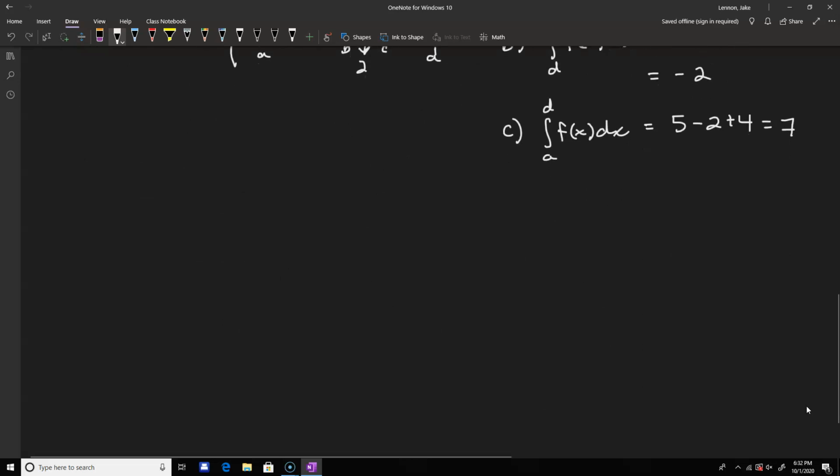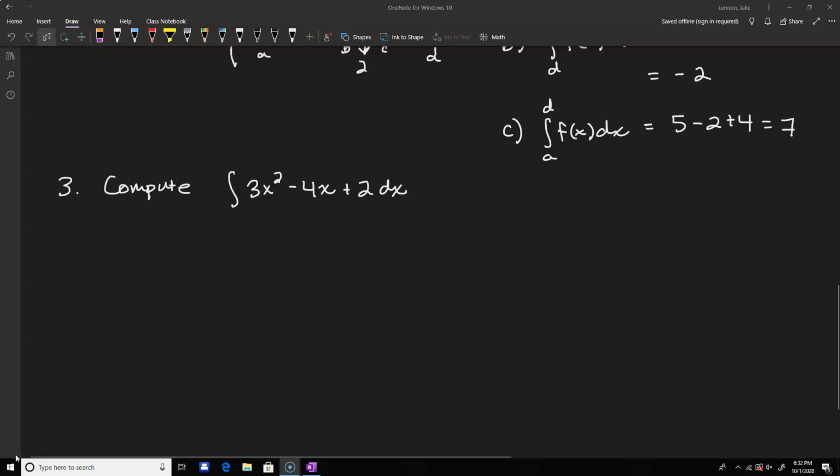Okay, so after that, we're going to jump in and do just a bunch of integrals mostly. So 3, we just want to compute the integral of 3x squared minus 4x plus 2 dx.